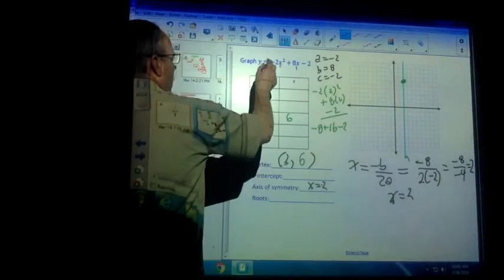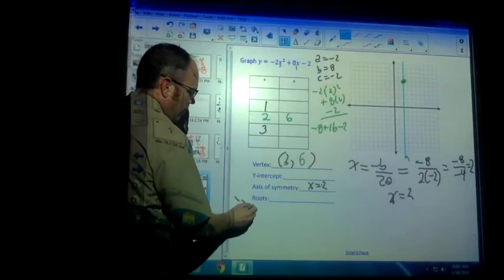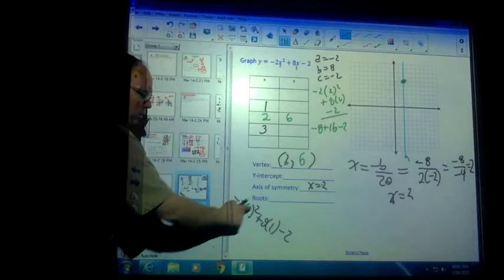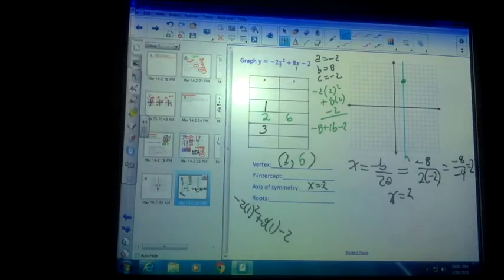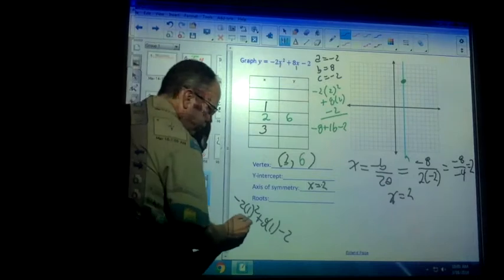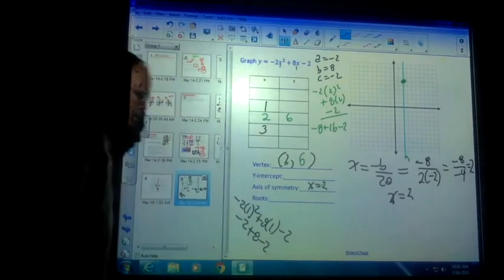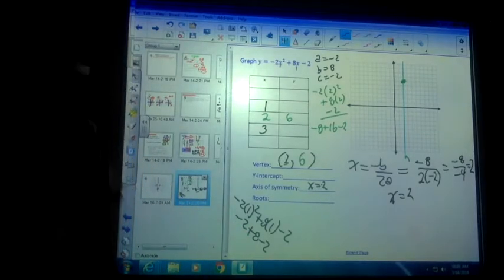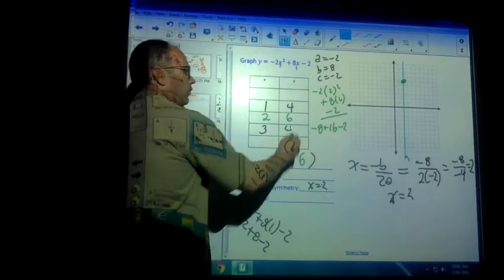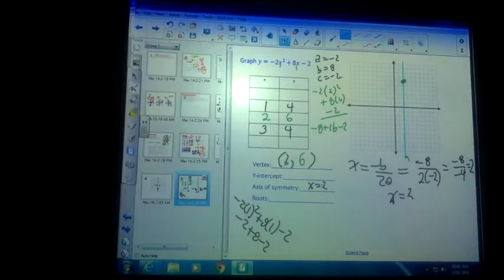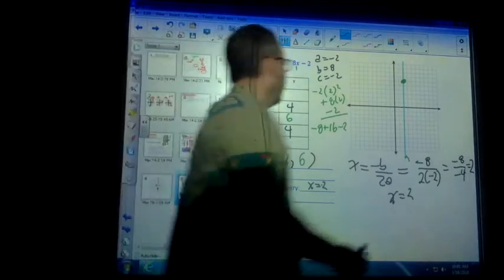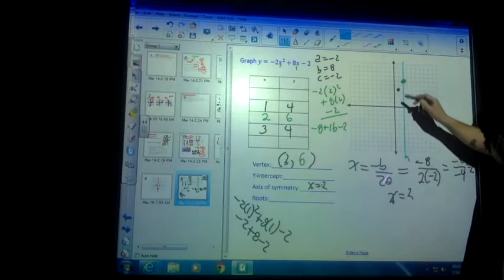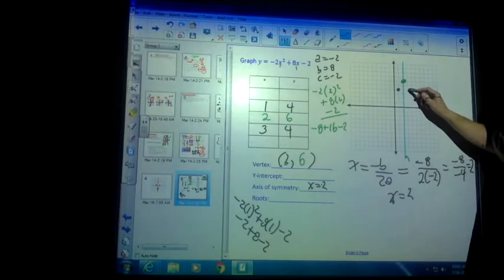So now we're going to use this equation again. I get negative 2 times 1 squared plus 8 times 1 minus 2. What's 1 squared? 1 times 1 is 1. 1 times negative 2 is negative 2, plus 8 minus 2. Negative 2 added to negative 2 is negative 4. 8 minus 4 is 4. If this is 4, then this is 4. It's symmetric. I got 1, 4. So 1, 2, 3, 4, and 1, 2, 3, 4.